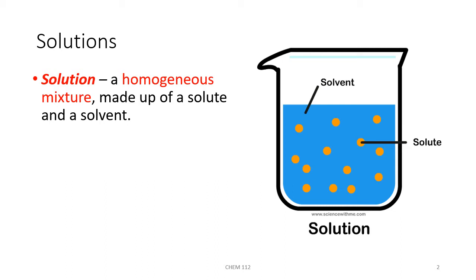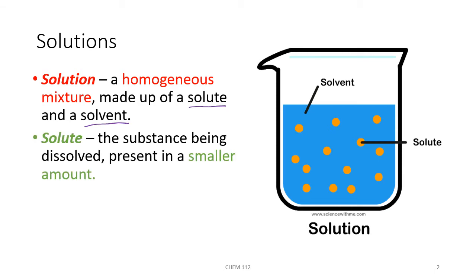A homogeneous mixture is alike everywhere and has a constant composition throughout. A solution is made up of two components, the solute and the solvent. The solute is the substance that is being dissolved. It's usually present in the lesser amount. So in our picture on the right, the orange spheres represent our solute particles that are being dissolved.